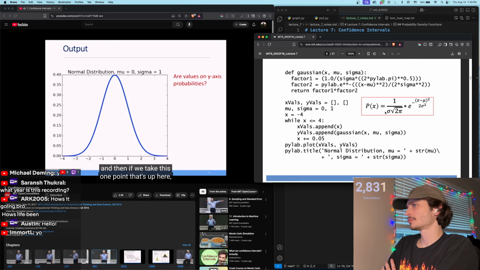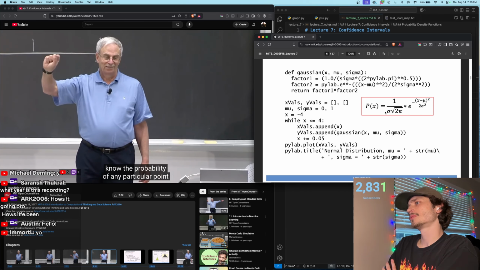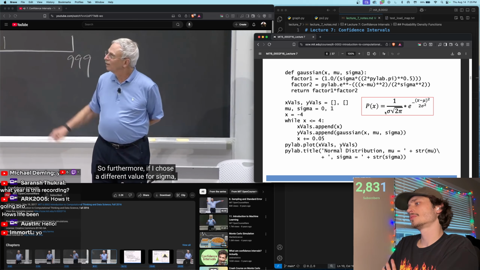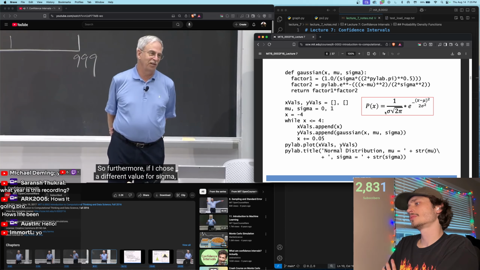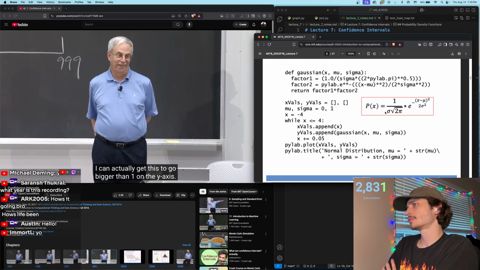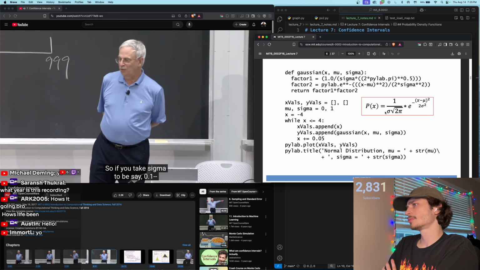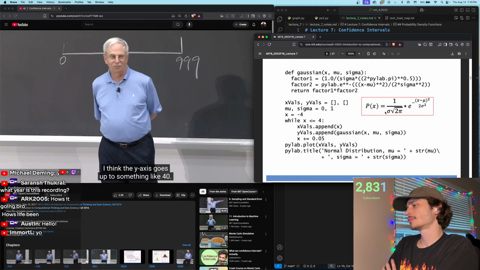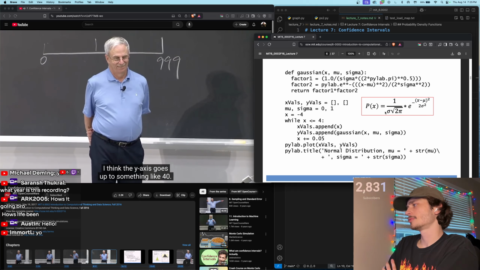If we take this one point that's up here, and we say the probability of that single point is 0.4, well, that doesn't make any sense. Because in fact, we know the probability of any particular point is 0 in some sense, right? Furthermore, if I chose a different value for sigma, I can actually get this to go bigger than 1 on the y-axis. So if you take sigma to be, say, 0.1, I think the y-axis goes up to something like 40.